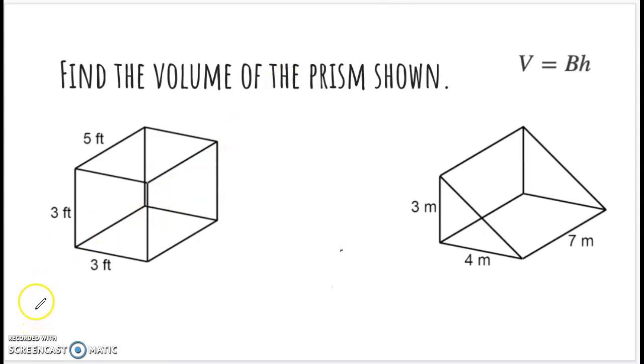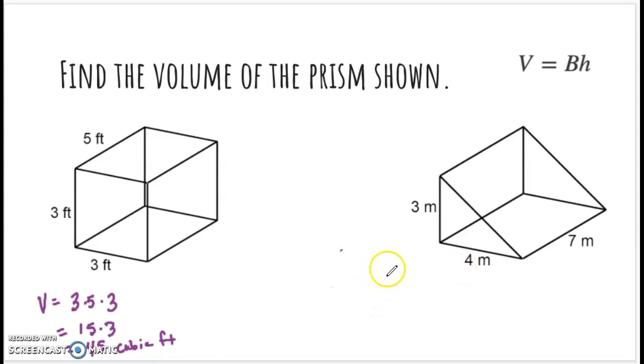All right, so if you're just coming back, the volume of this rectangular prism, we're going to do area of our base, which would be 3 times 5 times the height of our prism, which is 3. So 3 times 5 is 15, and 15 times 3, that's going to give us 45. We want to make sure to include our unit, which is cubic feet. Okay. And if you didn't already, go ahead and pause the video to find the volume of your triangular prism.